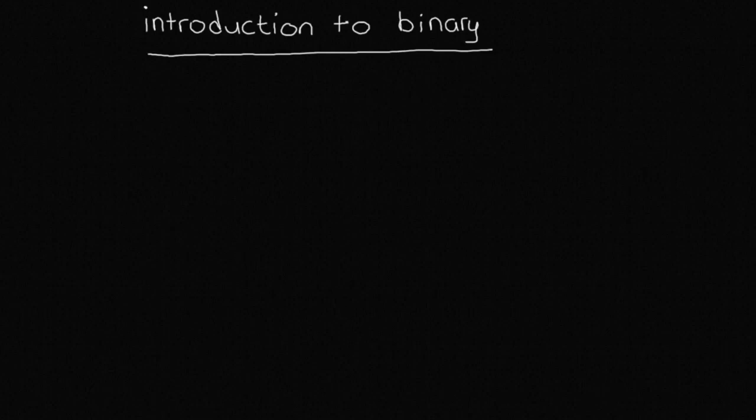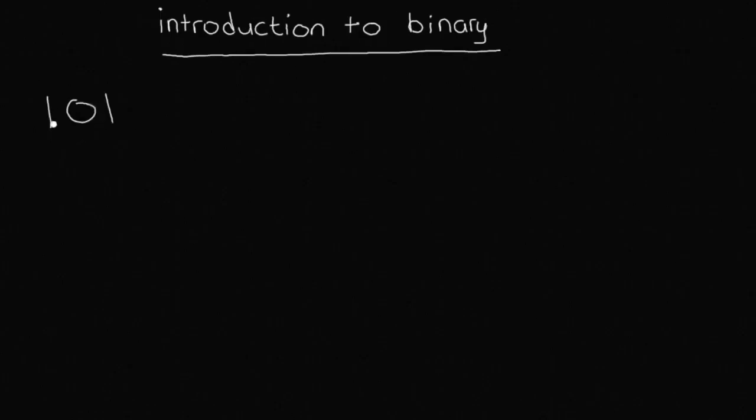Hello everybody, this video is an introduction to binary. So you may have heard binary before, and you may have heard that it's how computers can communicate. You may have heard that it's ones and zeros and nothing else, and both of those statements are true. So I'm going to draw an example here. This is an example of a binary number, and this binary number here actually represents the number 5.